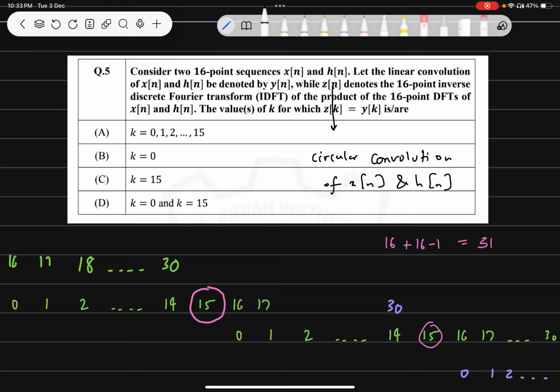and it is fairly easy to solve once you know the fact that circular convolution is N-periodic linear convolution.